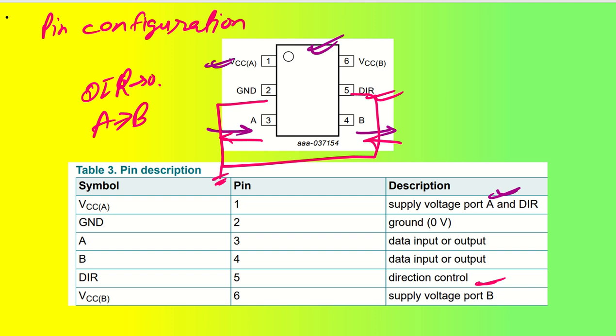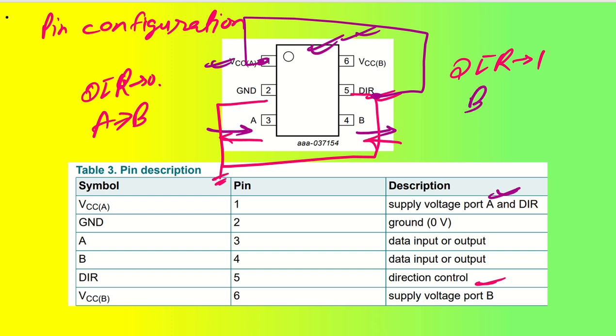So direction is 0. If my direction is set to 1, that is high logic level, let us say we connect this direction pin to my supply voltage, then it will become high, and in that case my channel will go from B to A. I will show it to you, it is written in the datasheet as well.